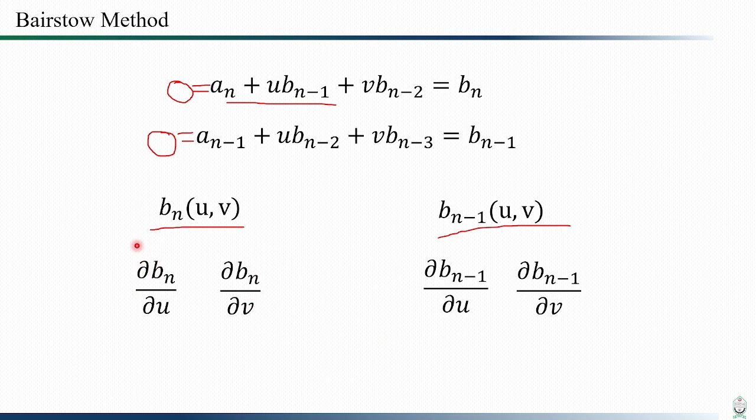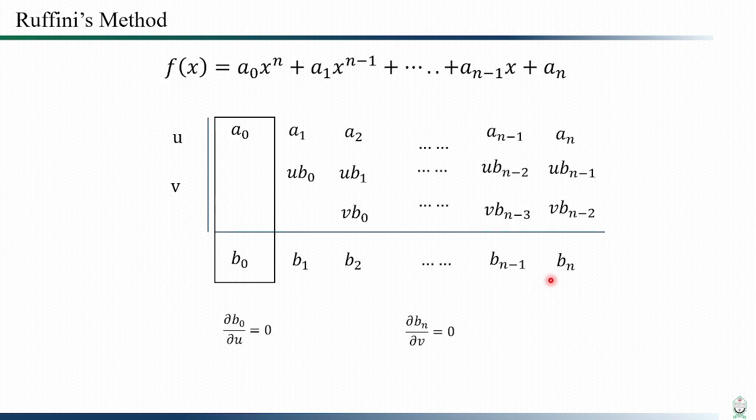We need to calculate the change of Bn with respect to u, the change of Bn with respect to v, and same thing here. We have to look at the change of this function with respect to u, and the change of this function with respect to v. How can we calculate these changes? Let us focus here. This is the generalized format.